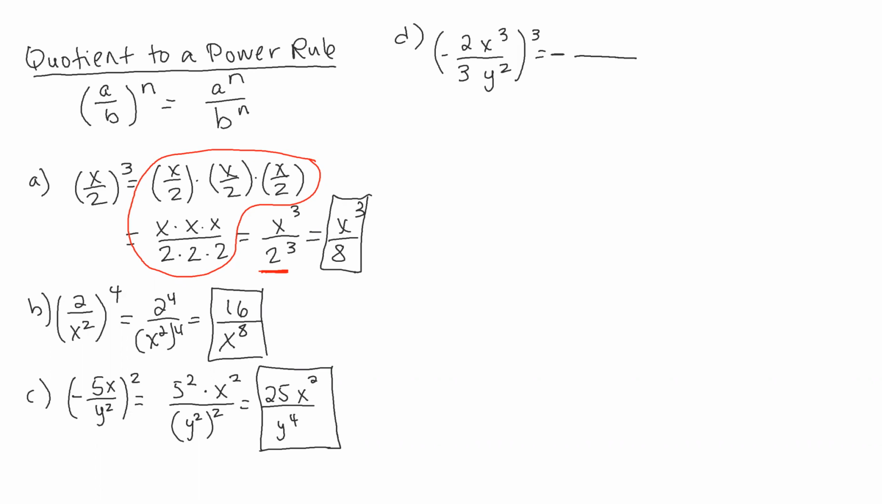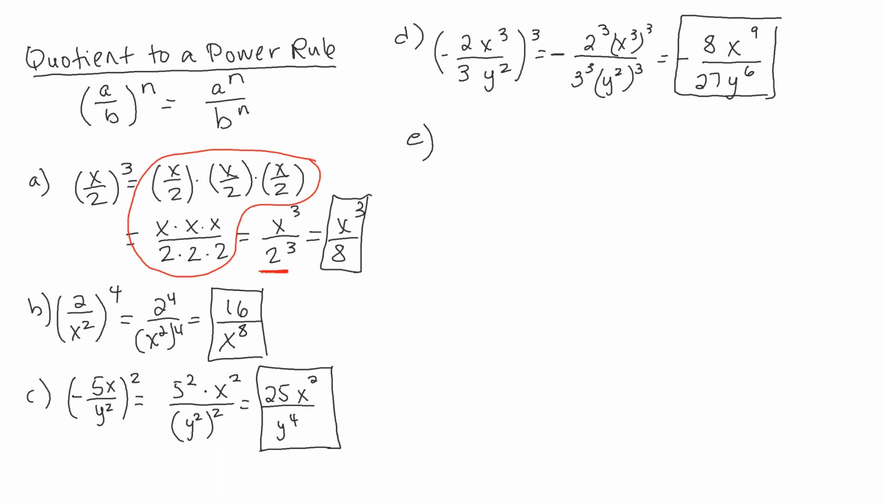So I've got a negative something, and that something is going to be 2 to the third, x to the third, 3 to the third, and then y squared to the third. So I brought that exponent of 3 from the outside into all 4 pieces of this quotient. I'm going to carry that negative through. 2 to the third is 8. X to the third, we have a power rule, so I'm going to multiply my exponents. 3 to the third is 27, and then I'm going to get y to the sixth. Again, I'm going to multiply my exponents.